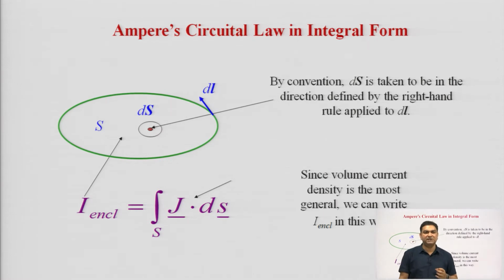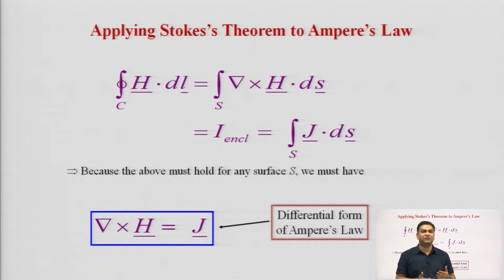The integral form of this law can be given like this: I enclosed is equal to the integration of J dot ds, where J is the current density and ds is the differential surface area. By convention this ds is taken in the direction defined by the right hand rule applied to dl. Since volume current density is the most generalized term for describing current density, we can also write that I enclosed is equal to the volume integral of J dot dV. So, the different forms of Ampere's circuital law can be given in terms of line current density, surface current density and volume current density.